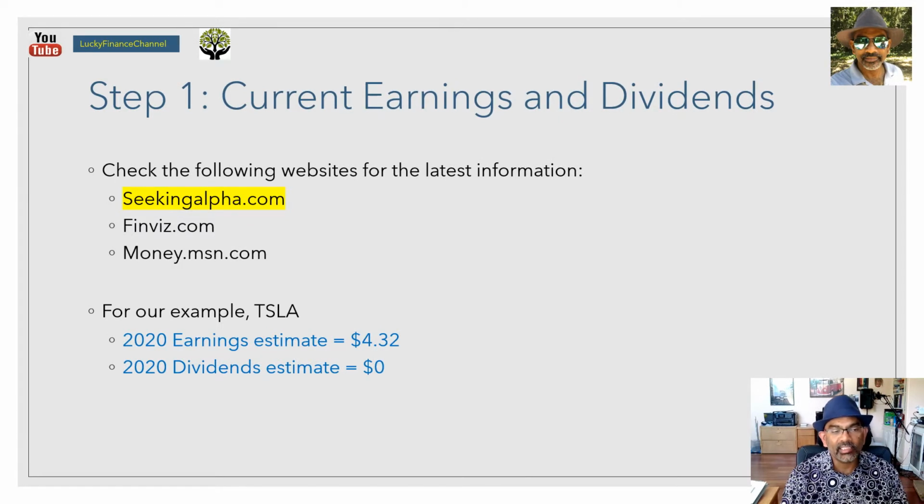The current earnings estimate for 2020 is about $4.32. This is information you can get from the internet at seekingalpha.com, for example, also at Finviz or at money.msn.com. So $4.32 a share for the 2020 earnings estimate. And there are no dividends from Tesla. They do not pay any dividends.